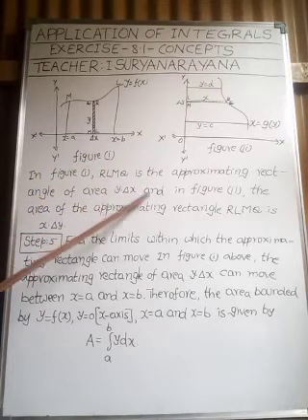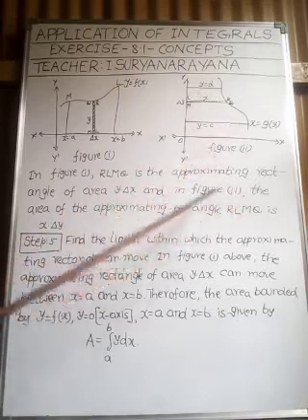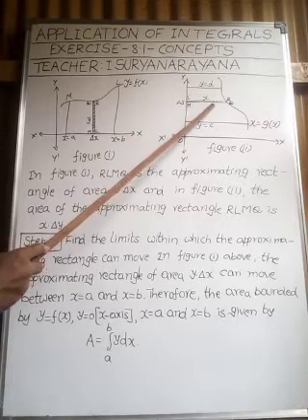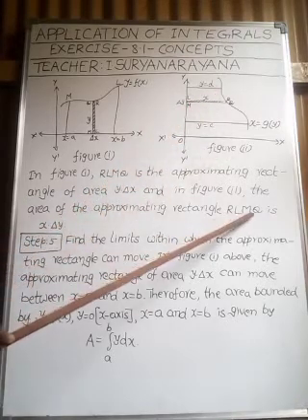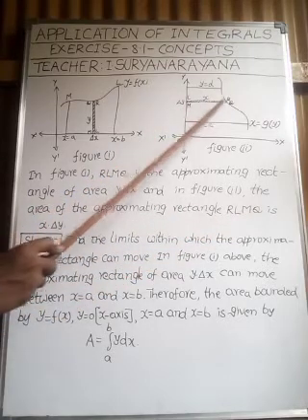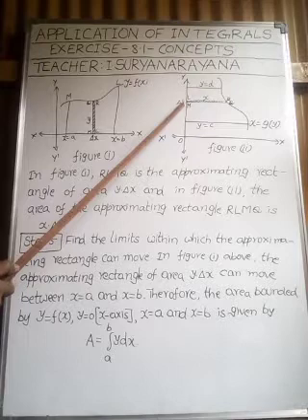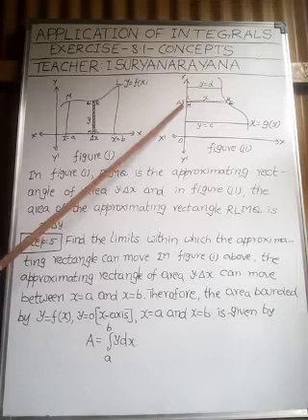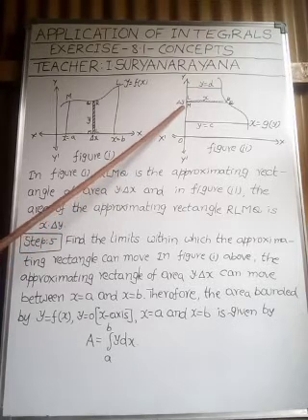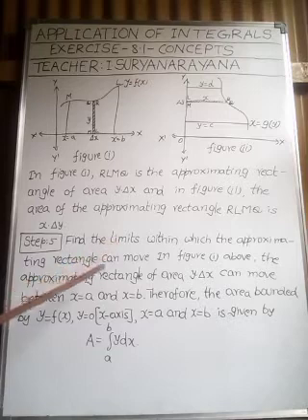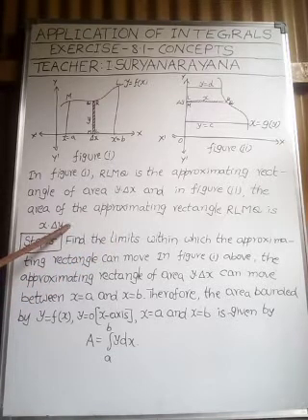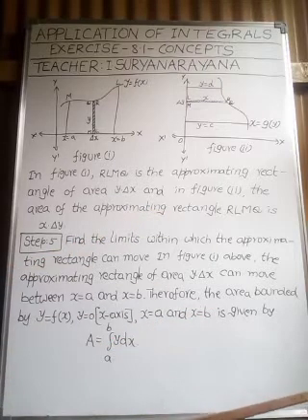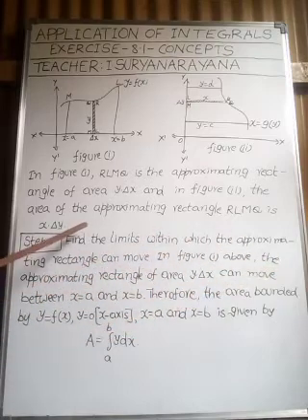So length into breadth. And in figure 2, the area of the approximating rectangle, this very thin rectangle RLMQ, is x into delta y. Here the length of this rectangle is x and the width of this thin horizontal strip is delta y or dy. Sometimes we can take it as dy also. Both represent the same, delta y or dy. Delta x and dx denote the same. Okay, my children, understood this point.